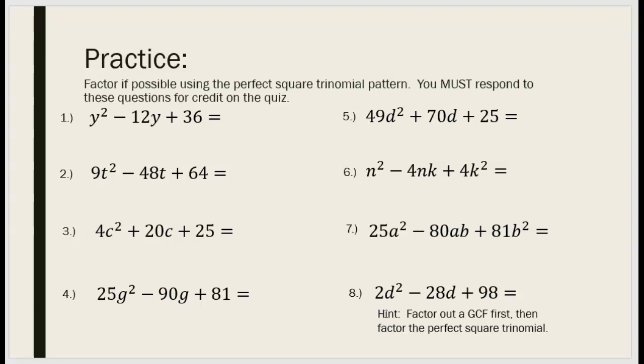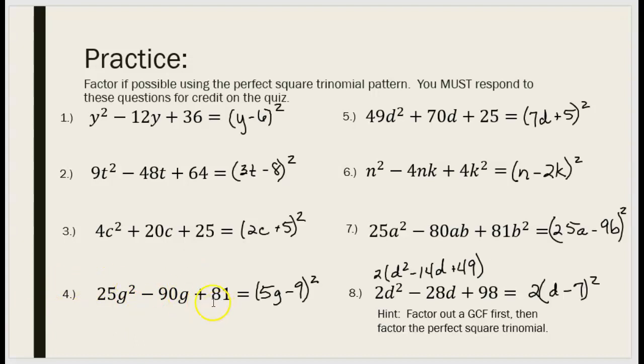Okay, all right, so hopefully you had a chance to get those worked out, and let's check your answers. Here you go. Square root of y squared, pardon me, is y. Square root of 36 is 6. When you multiply these together, you get 6y, and double it, you get 12y. Okay, and a minus goes in the middle because we have a minus here.